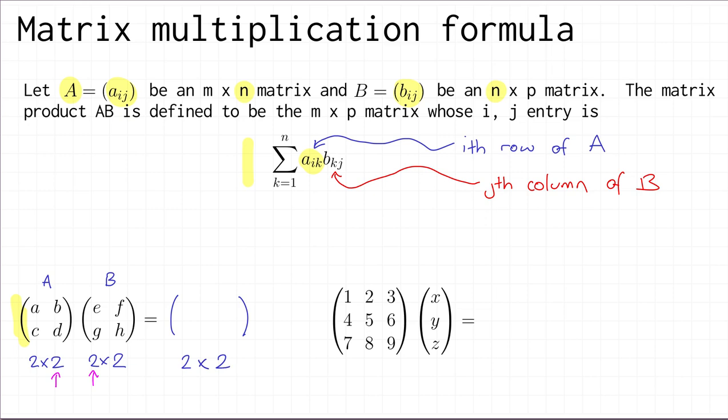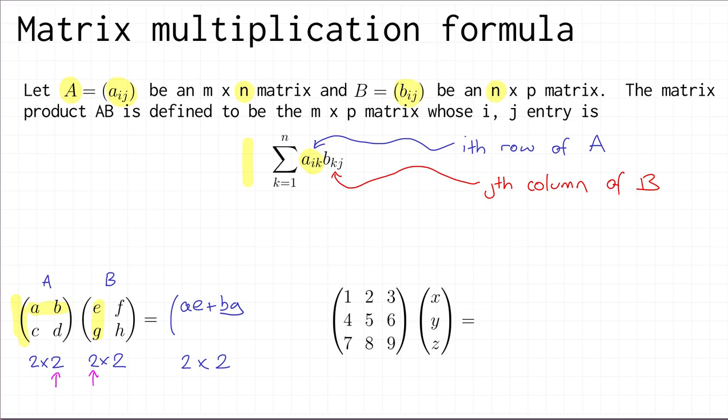And how do we work it out? Let's think first about the 1,1 entry of AB. We get it by multiplying the first row of A, which is this stuff here, with the first column of B, which is this stuff here. We multiply together the corresponding entries and then add up the results. So we will have A times E plus B times G. That will be the 1,1 entry of AB.